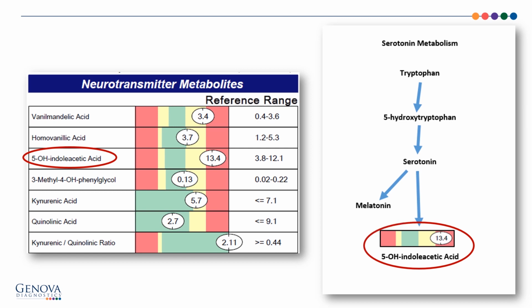In this case, we have an elevation. So there are a few possibilities to consider. If the patient is supplementing tryptophan or 5-hydroxytryptophan, we may expect to see an elevation. If there are SSRIs, we may expect that. But if there are gut issues, if they're burning through a lot of serotonin under stress, these are the kinds of discussions we can have in analyzing the neurotransmitter metabolites. Understanding the pathways is really key for that.